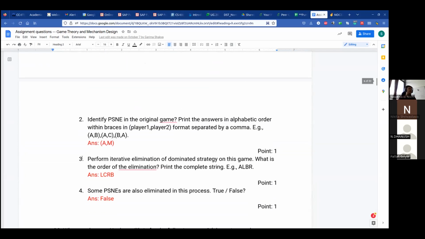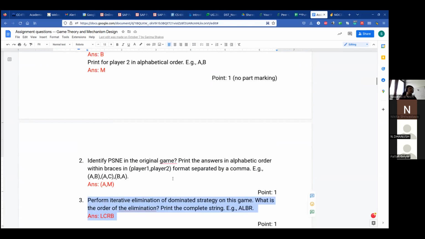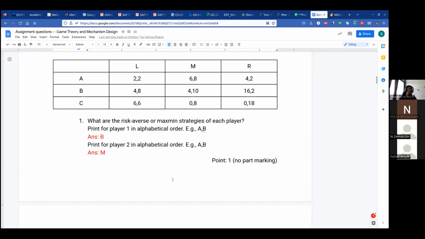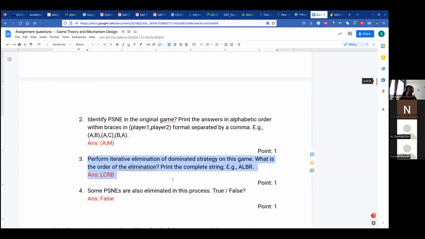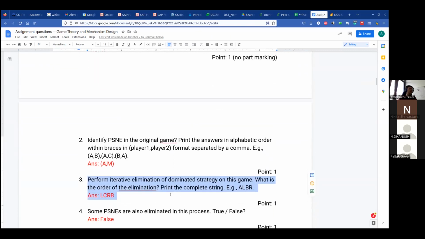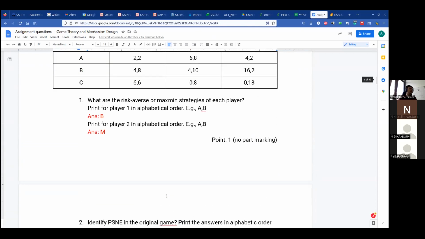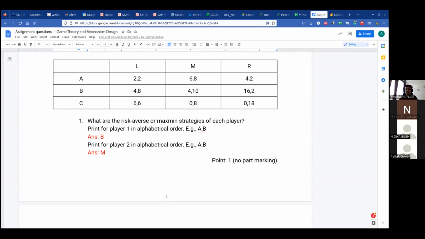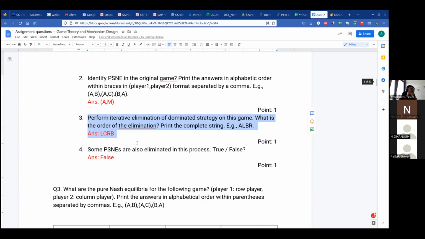So you're talking about this question, right? The third part. Perform iterative elimination of the dominated strategies. Yes, sir. What is the order? The answer says LCRB is the order of elimination. So what is the question? Is it whether this is the unique elimination order, or do there exist any other elimination order as well? Elimination order, sir. I think it is, if this answer is correct, LCRB.